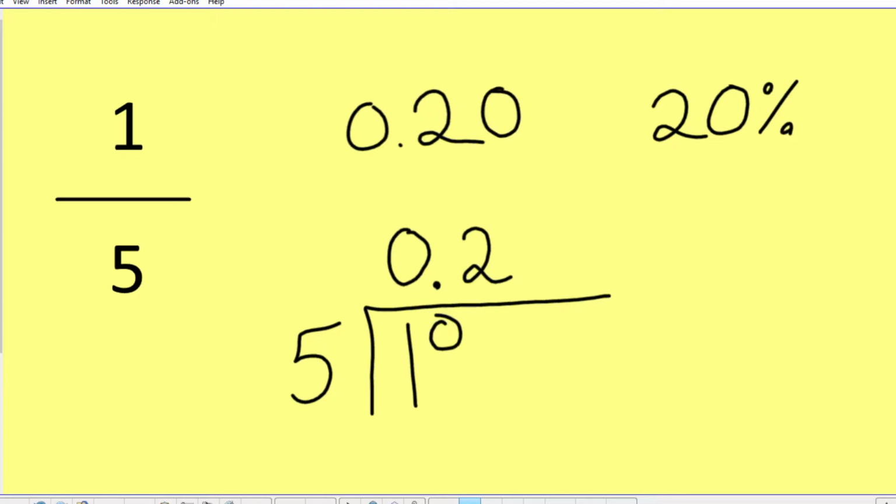Okay, so for any fraction, to make it into a decimal, just divide the top number by the bottom number, or you can use the fraction button on your calculator, put the fraction in, and then press equals, and it'll make it into a decimal for you.